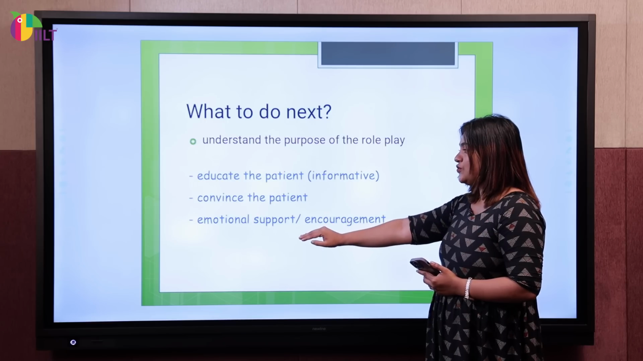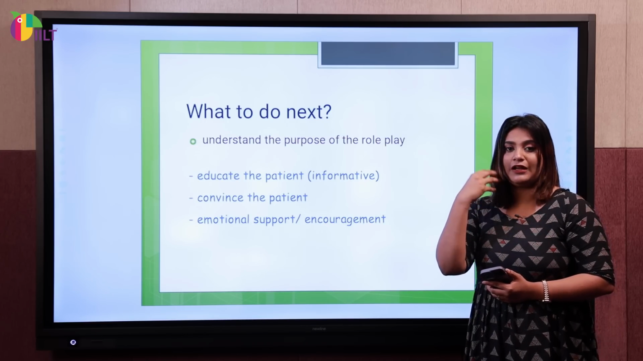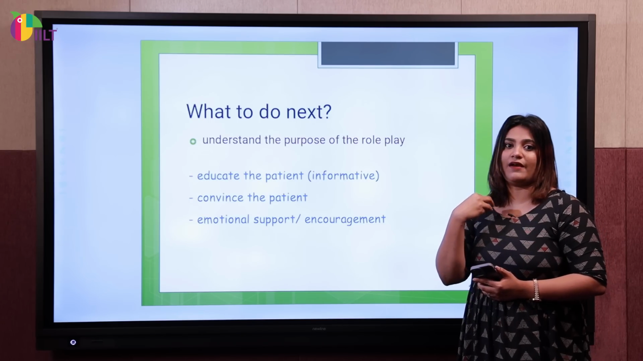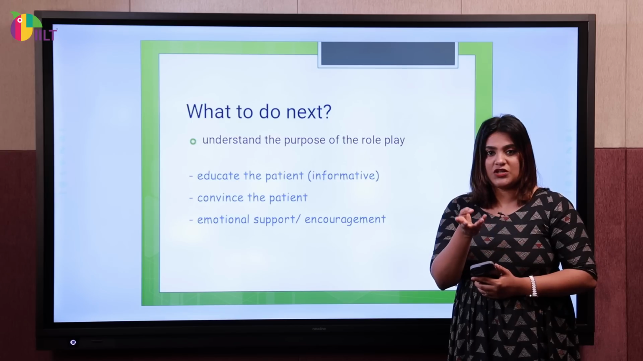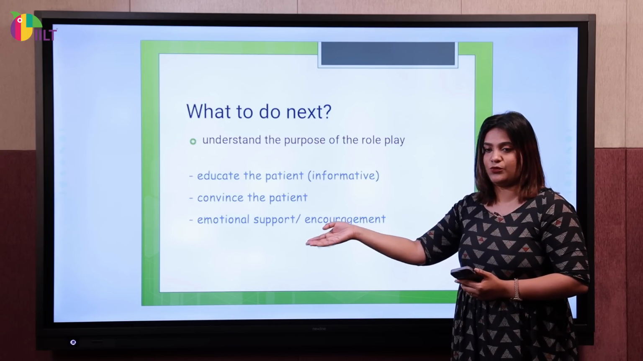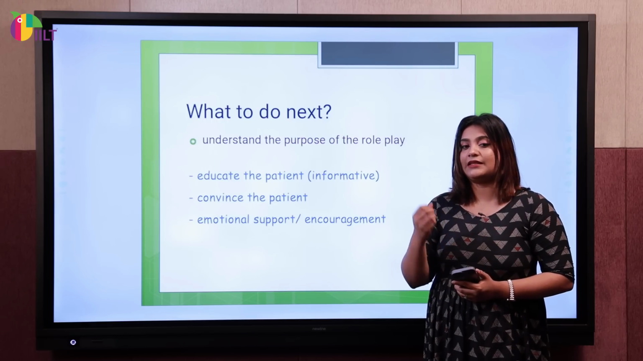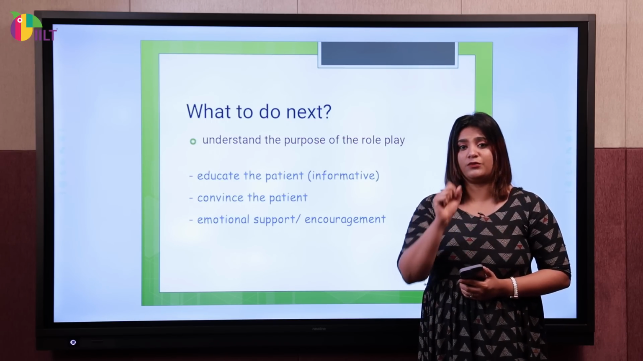Then you can also try to understand whether you have to provide a lot of emotional support for the patient or whether you have to encourage the patient, like in cases of grief or end stage patients. Yes, with concerned patients, you have to provide a lot of emotional support. So once you understand the type of cue card that you're dealing with, the next thing you have to do is ask, what is your purpose?